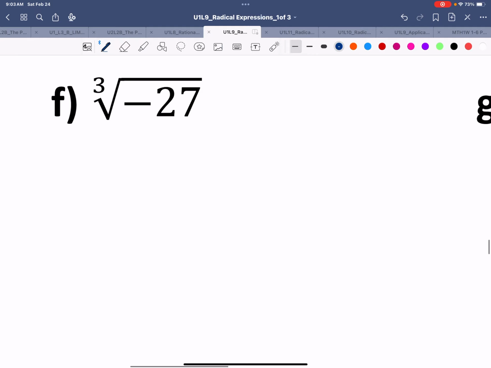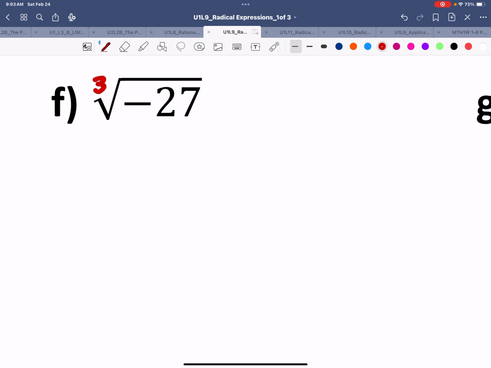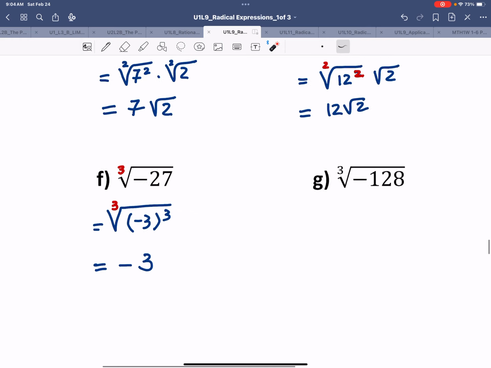Next, we have the third root of negative 27. Index is 3, so we're looking for perfect powers of 3. So we have 1 to the power 3, 2 to the power 3, 3 to the power of 3, and stop right there because here it is. We're going to rewrite this as the third root of negative 3 to the power of 3. So the answer is negative 3 because these two will simplify.